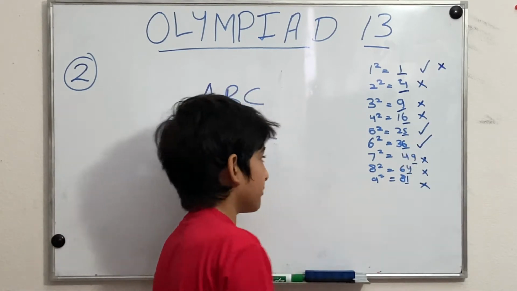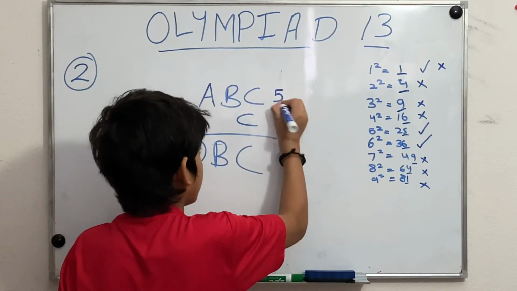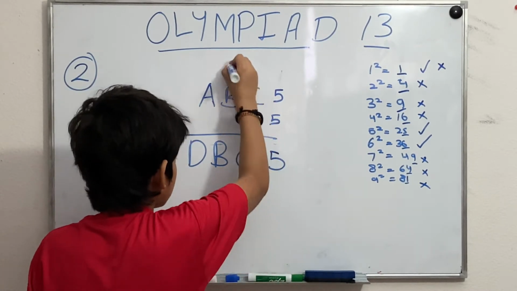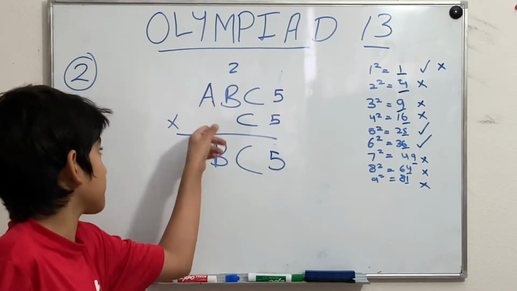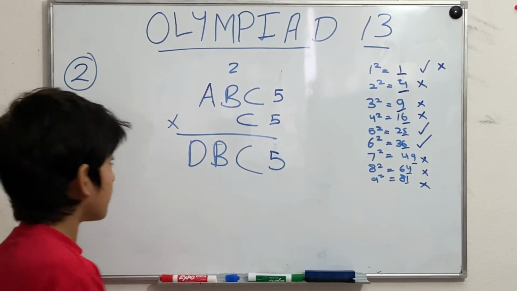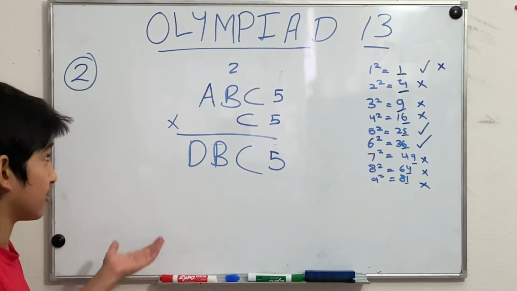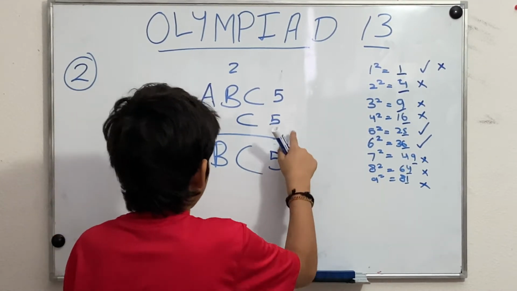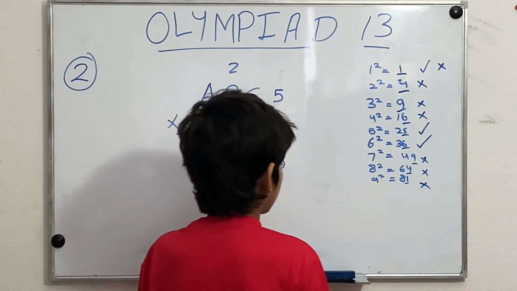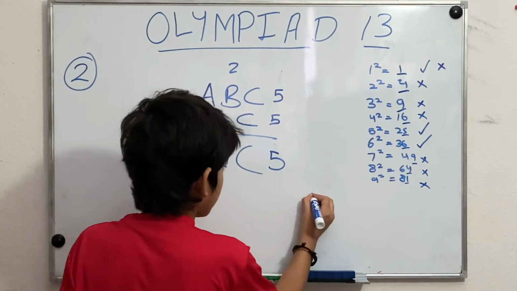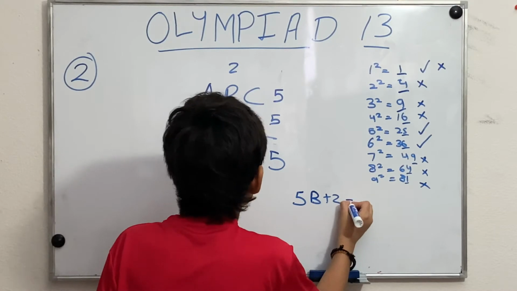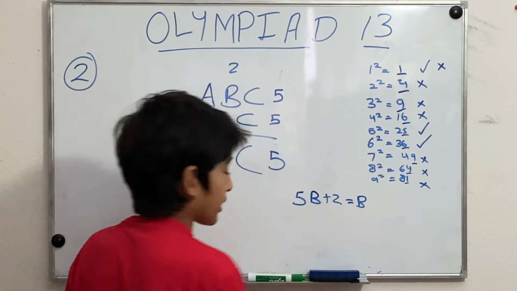Now how about 5? 5 and 5. 5 multiplied by 5 is equal to 25. So this works, and 2 carry forward. This is fine because 5 times ABC is equal to 5ABC, which can equal DBC. We're not sure yet, but we don't know any way to figure out that it doesn't work. So let's just continue on with 5. 5 multiplied by B plus 2 is equal to B. So 5B plus 2 is equal to B with a carry forward or not.